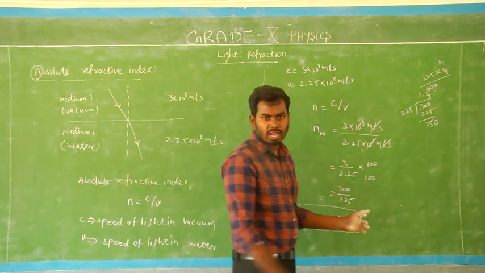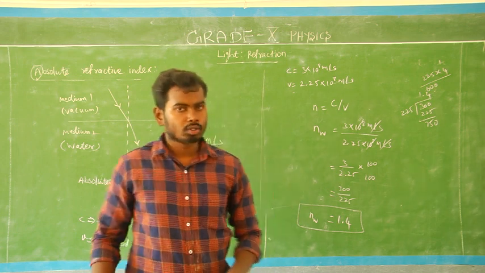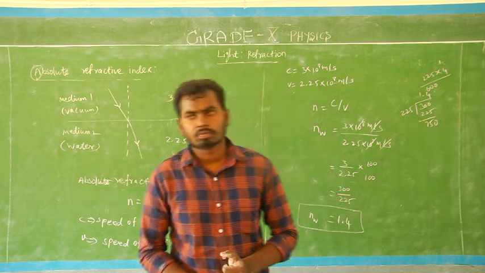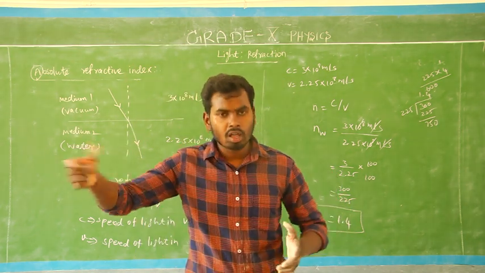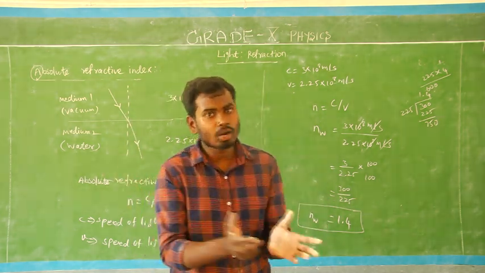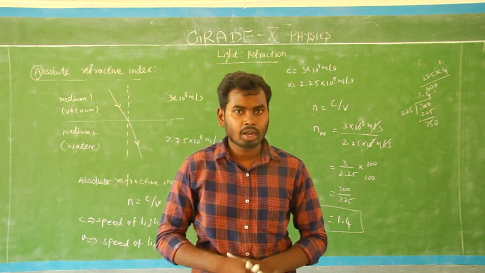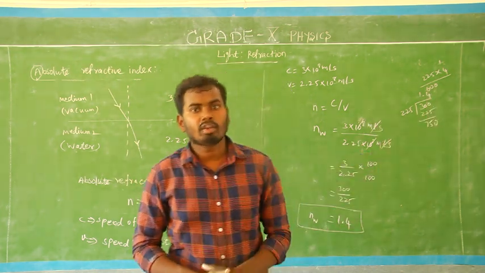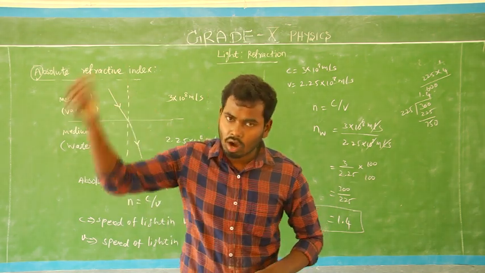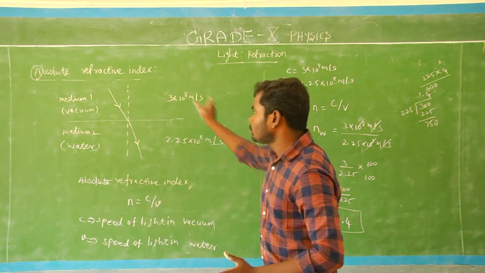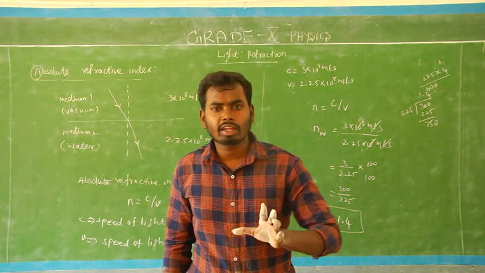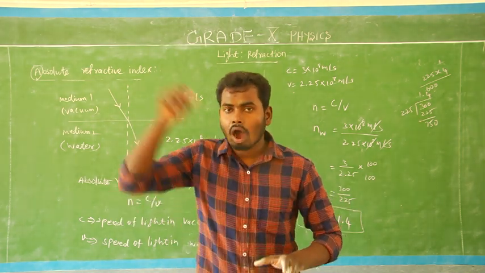So it shows light speed slows down. Whenever the refractive index value is greater than 1, light speed decreases. Whenever the refractive index value is less than 1, light speed increases, isn't it? In relative refractive index, the n value can be greater than 1 or smaller than 1. But in absolute refractive index, the n value is always greater than 1.